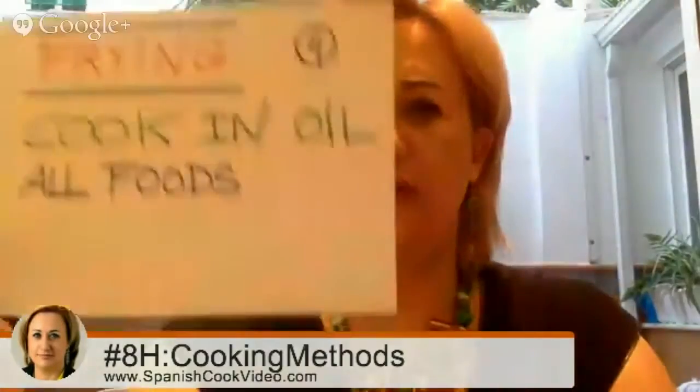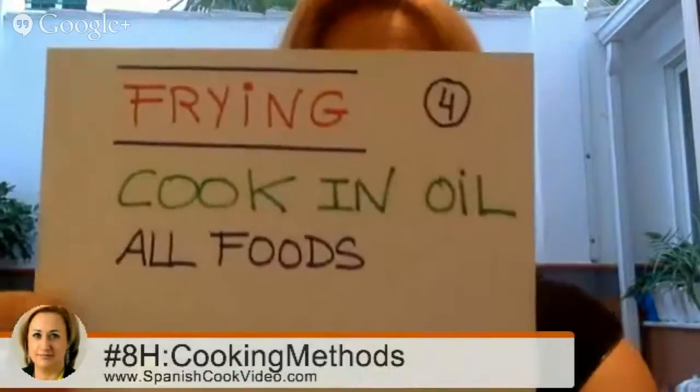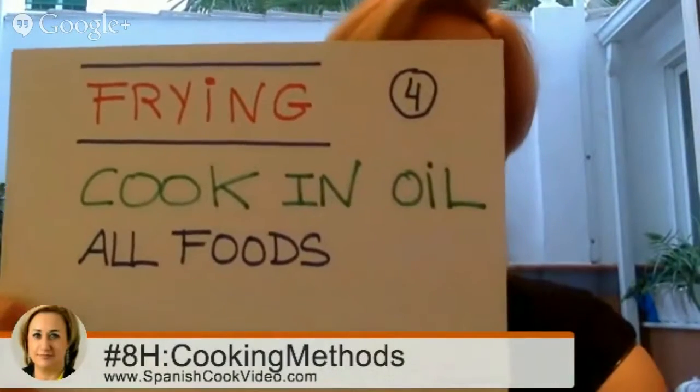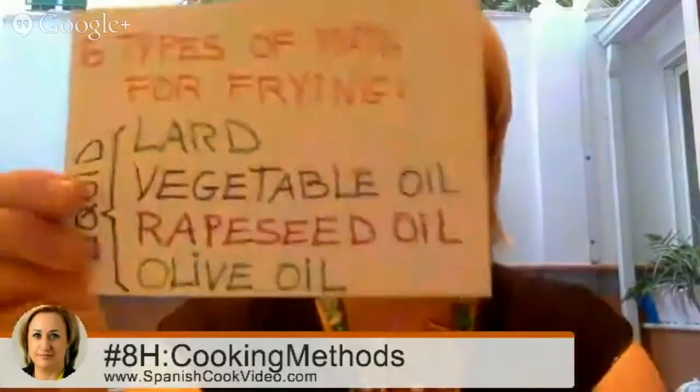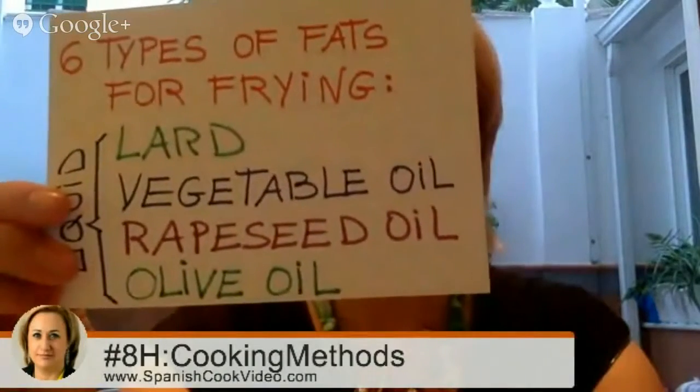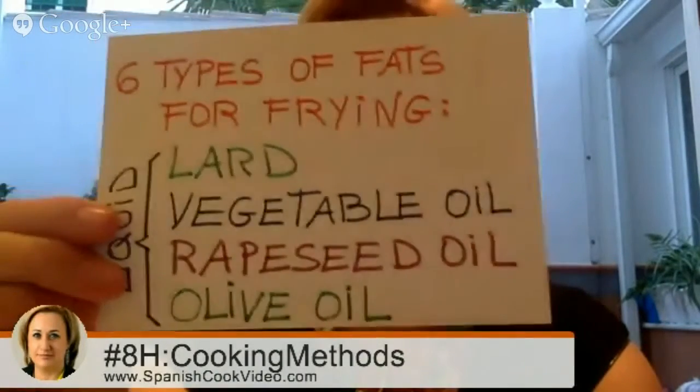Frying is the cooking of food in oil or another fat, including lard, vegetable oil, rapeseed oil, olive oil. Here in Spain, we are going to be using most of the time olive oil, and also for some frying rapeseed oil, sunflower, for example.